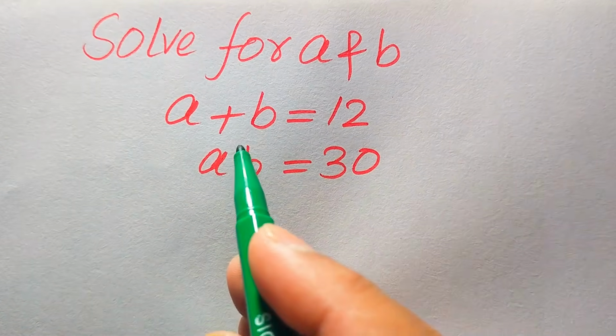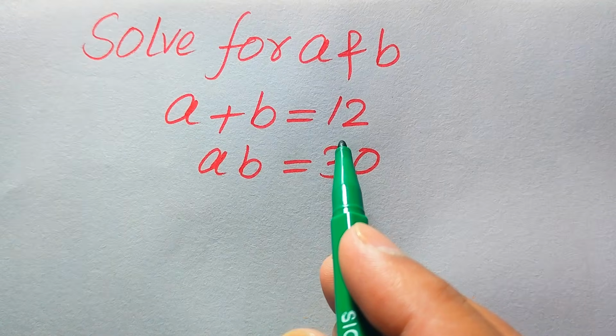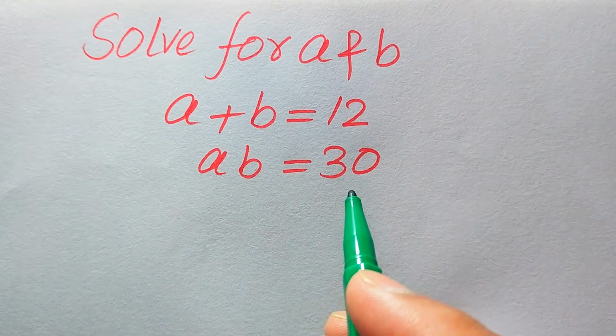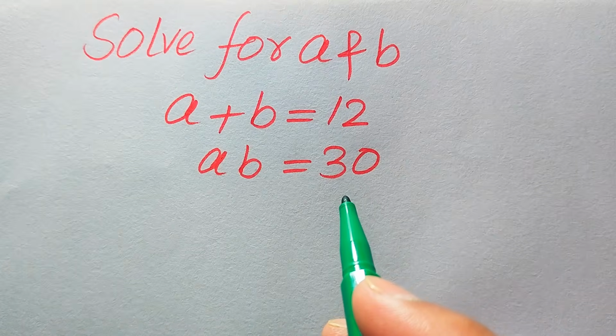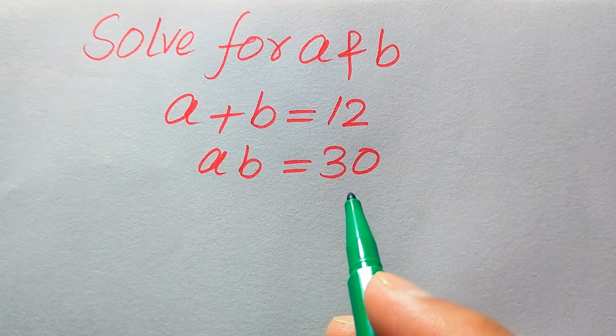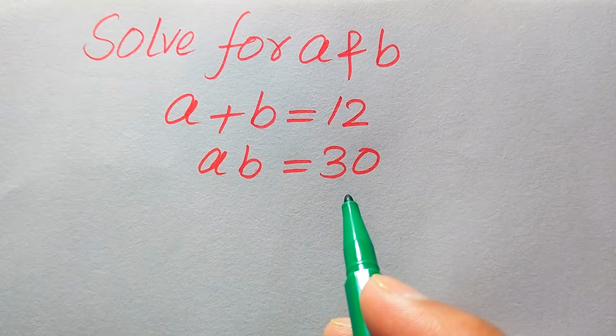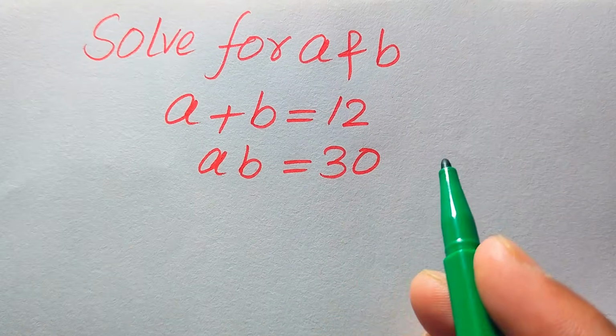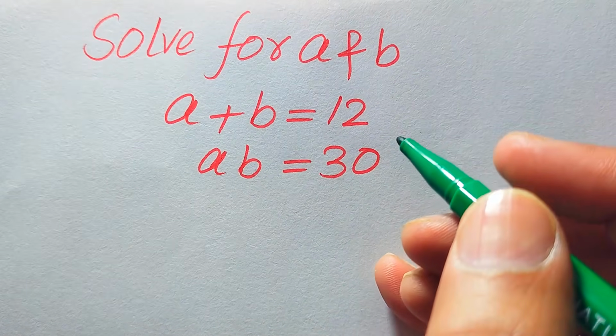So here we have a plus b is equal to 12 and ab is equal to 30, and we solve this problem for all the values of a and b. So here we need to find all the roots of this equation, and at the last we will verify which of the roots are solutions and which of the roots are extraneous roots. And now we move towards the solution of this problem.